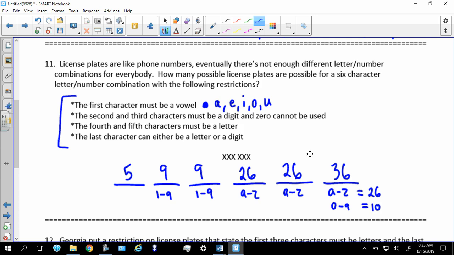So multiply all this out, and your answer is 9,856,080 different license plates that can be created.